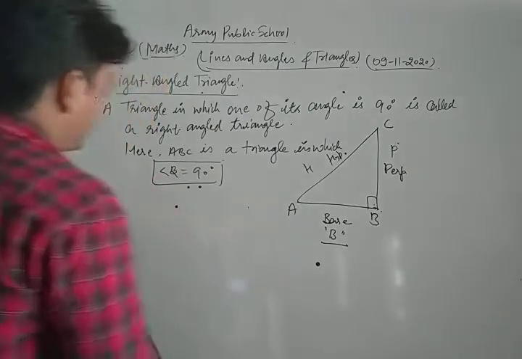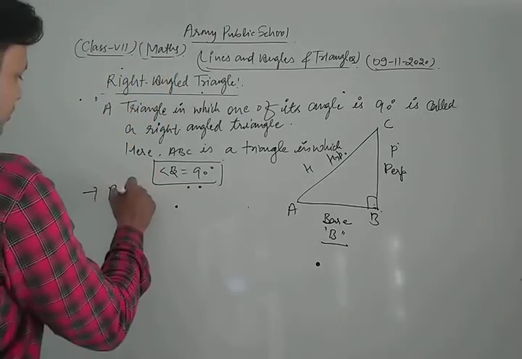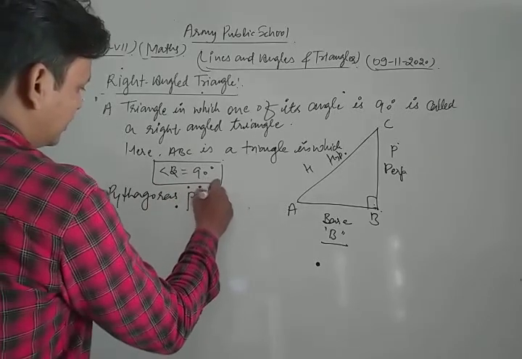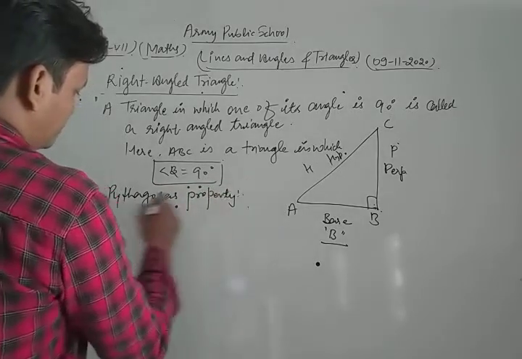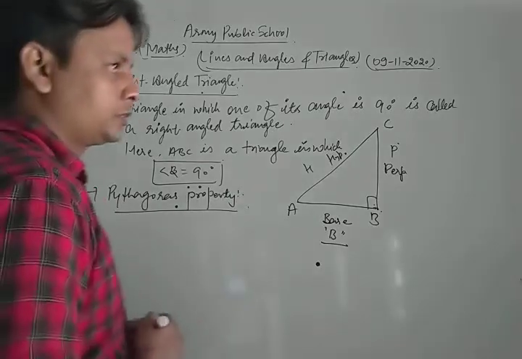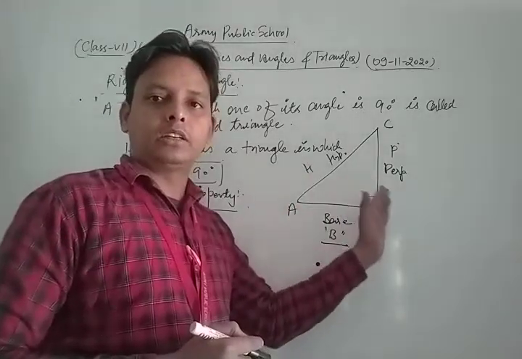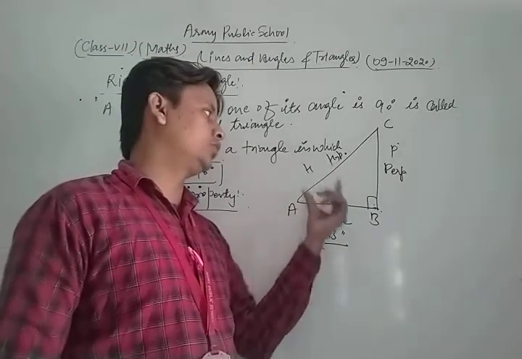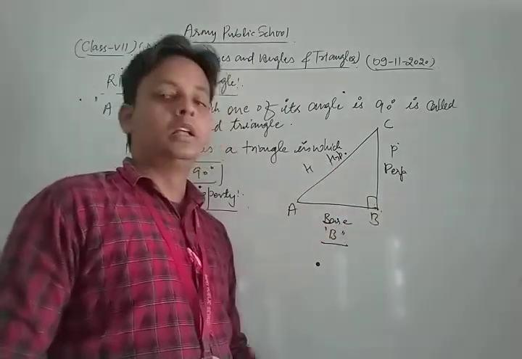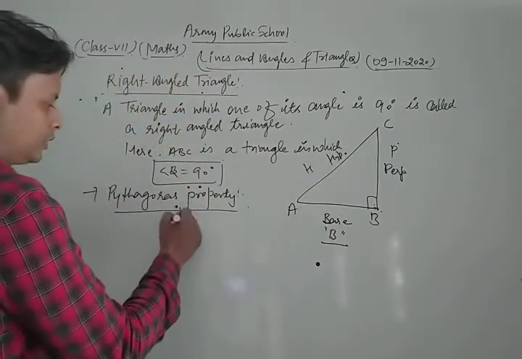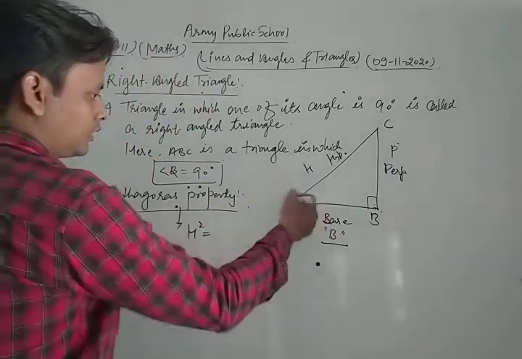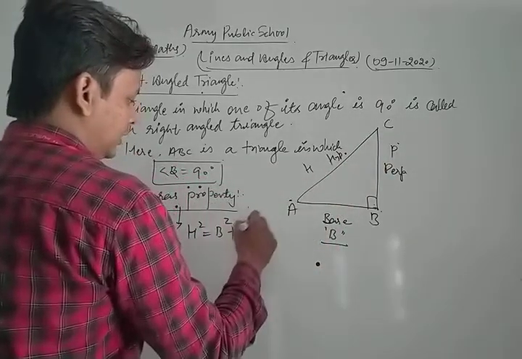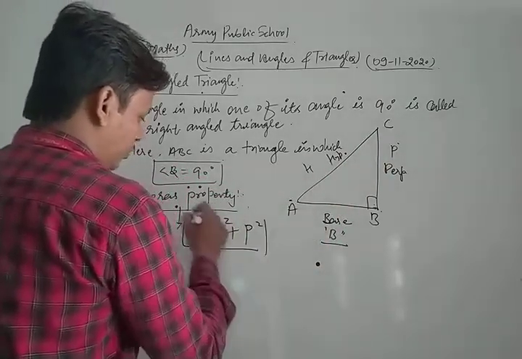Okay, now we discuss the Pythagoras property. Now look, Pythagoras property. The Pythagoras property is applicable only for the right angle triangle. According to this property, the square of the hypotenuse is equal to the sum of the squares of its base and its perpendicular. Means the hypotenuse square is equal to the sum of the squares of its base and its perpendicular, that is P square. So this is your property here.